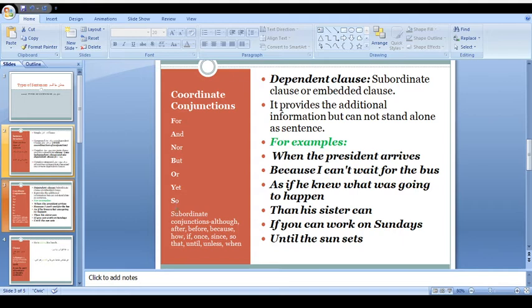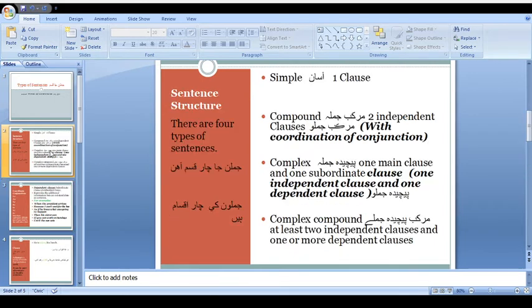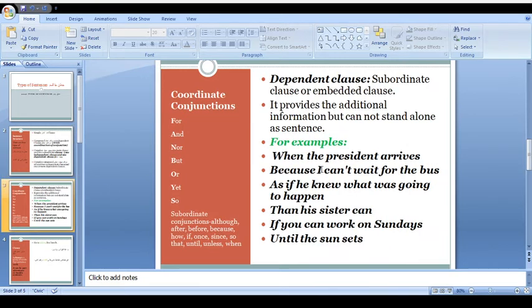There are also subordinating conjunctions: although, after, before, because. The difference between coordinating and subordinating, I'll tell you later. Now, here, when it says two independent clauses, it means they can give you a complete meaning, a complete sentence, when the president arrives.